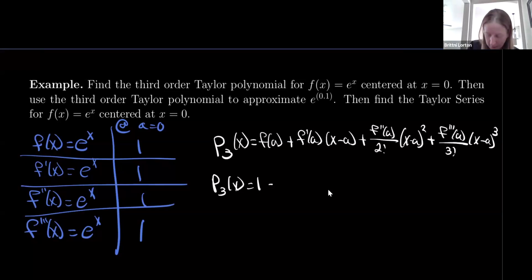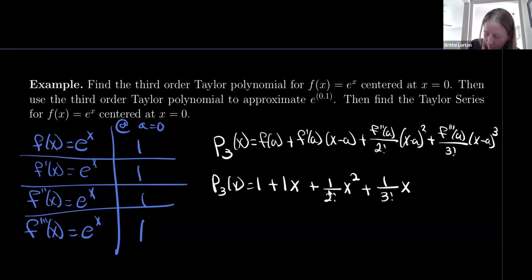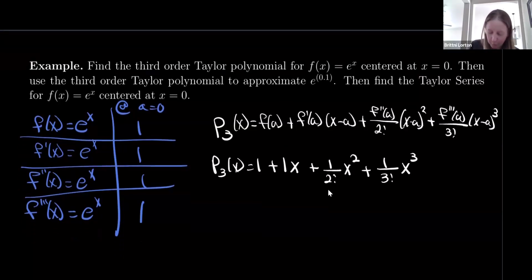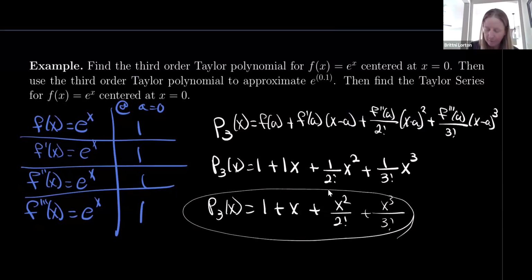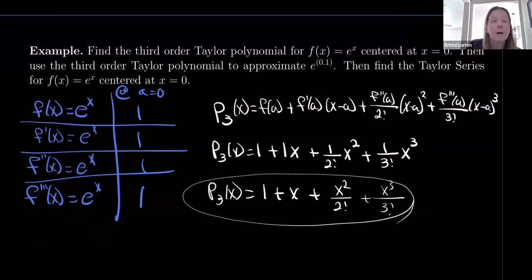F of a was 1, plus f prime of a was 1, times x minus a, but my a is my center, so all of those a's are 0, so I'm not going to write the minus 0 anymore, plus f double prime of a over 2 factorial times x minus a squared, plus f triple prime of a over 3 factorial times x minus a cubed, which I like to simplify, although you don't need to. It's 1 plus x plus x squared over 2 factorial plus x cubed over 3 factorial. That is my third order Taylor polynomial for e to the x centered at 0.